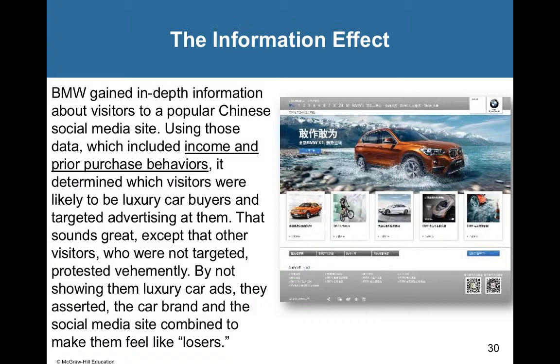A good example is BMW. They gained a lot of in-depth information about visitors to a social media site, and they used some data which included income for these consumers and their prior purchase behaviors. They determined which of these visitors were most likely, based on their purchase history and their income, to purchase a luxury vehicle such as a BMW. And they targeted the advertising specifically at those customers, which sounds like a really good idea and makes sense, right?